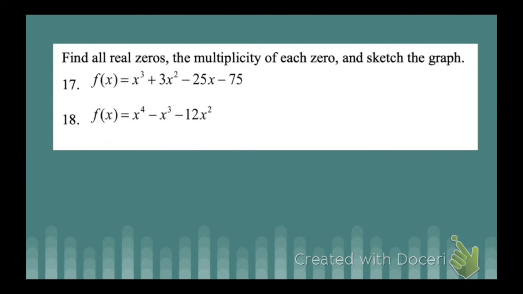For problems 17 and 18, we're going to find the zeros by factoring. We're going to find the multiplicity of each 0. Make sure you see whether it bounces or crosses at each of the zeros, and then we're going to sketch the graph.